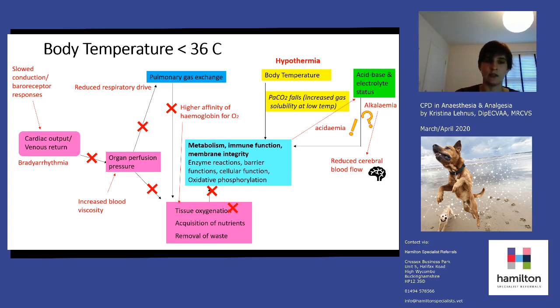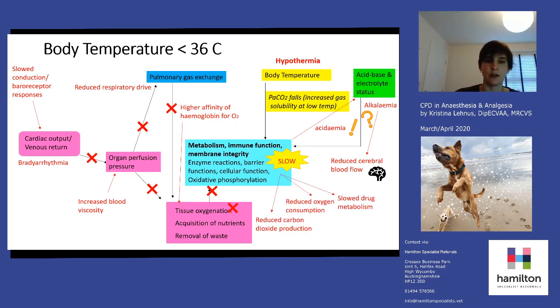So I know it's confusing that on the one hand you can get an acidemia because you've got really bad tissue oxygenation, on the other side you can get an alkalemia because your PCO2 falls because your carbon dioxide is more soluble in blood. But really the take-home message is that you're probably going to have a mixed acid-base disorder, and that is bad. And then everything slows down, your metabolism, your immune function, etc.